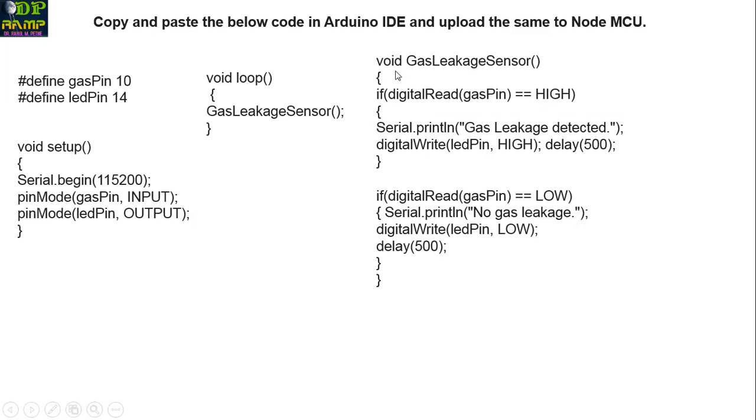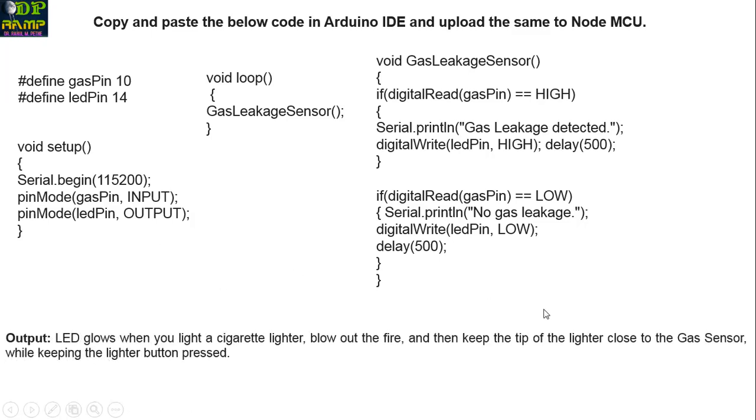And void gas leakage sensor has a brace here, and it will close here, and this particular complete gas leakage sensor function is called in the void loop as gas leakage sensor, with its open brace here, and it will get closed. And the input function and the output function are initialized in the void setup. Here it has an input statement and an output statement. So this is all about that particular program. We have to just write this program sequentially.